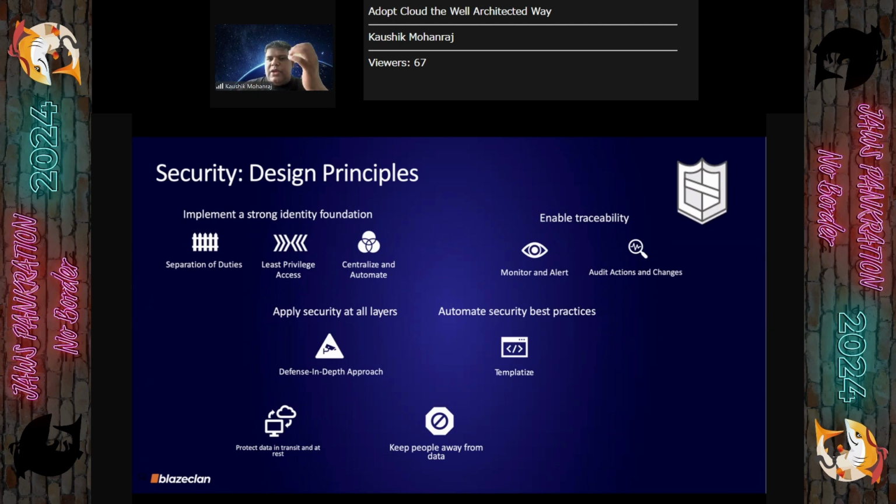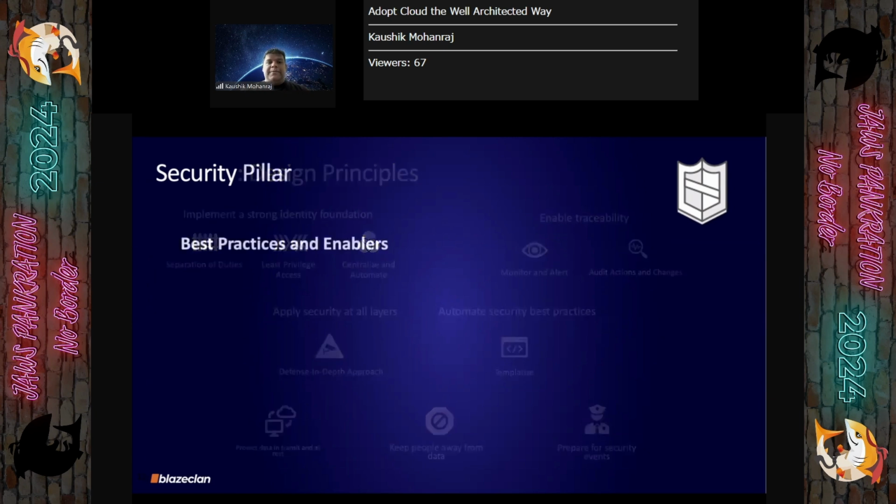That would mean ensuring no access to environments, automating whatever can be done, and so on and so forth. And with all the preparation, you can still have security events, breaches, and so on and so forth. So prepare for that, have SOPs, and build your design accordingly, right?